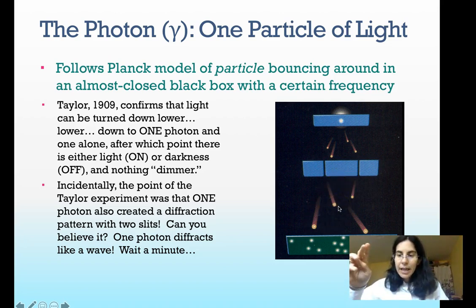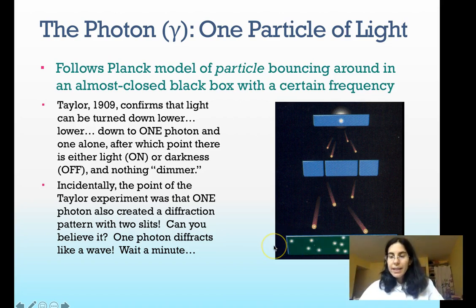But as Taylor turned the light down and fewer and fewer photons came out, Taylor saw a skeleton of the same diffraction pattern he'd been seeing when the light was abundant, so abundant that we thought it was a wave. When he turned the light down to one photon, where did that one photon end up more often than anywhere else? Yes, right smack dab in the middle of the no-fly zone.